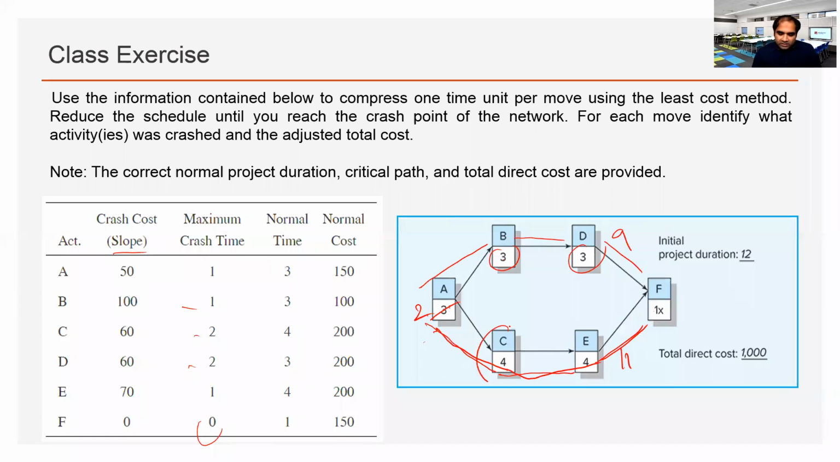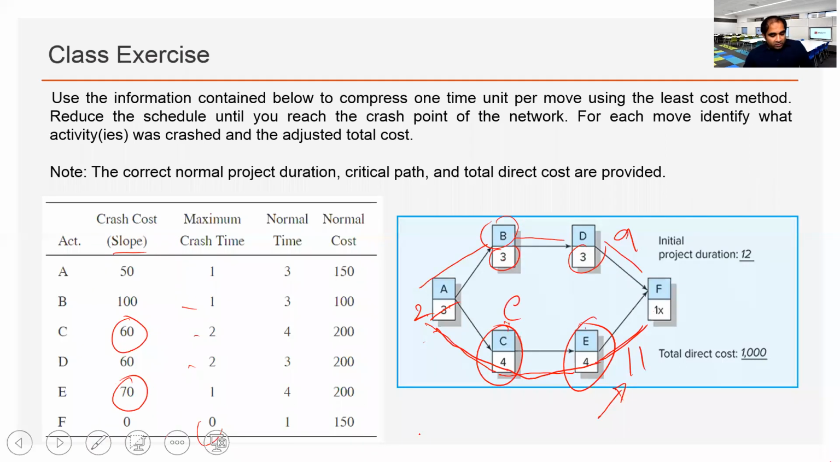So we will be focusing on C and E. We have 2 options, either C or E. That will help us in reducing the project duration because this is the 11 days. If we crash B, that will not help us in reducing the overall project duration. So this is 9 days. Now we have 2 options, either C or E. C for 60, E for 70. So obviously our pick is C. That's right. So let's crash C.